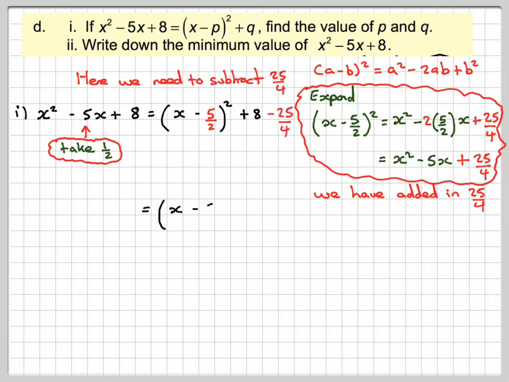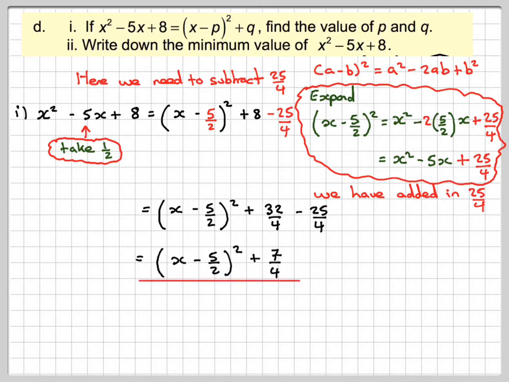Okay, so we're going to have (x minus 5 over 2) all squared, and to add fractions together we need a common denominator. So 4 times 8 is 32 over 4, minus 25 over 4. So we've got (x minus 5 over 2) all squared, and then 32 minus 25 is 7 over 4. Or you could just do it with decimals, or you could use the fraction button on your calculator.